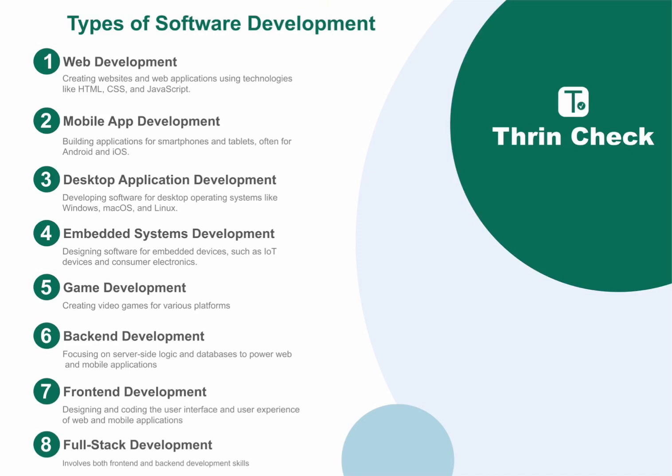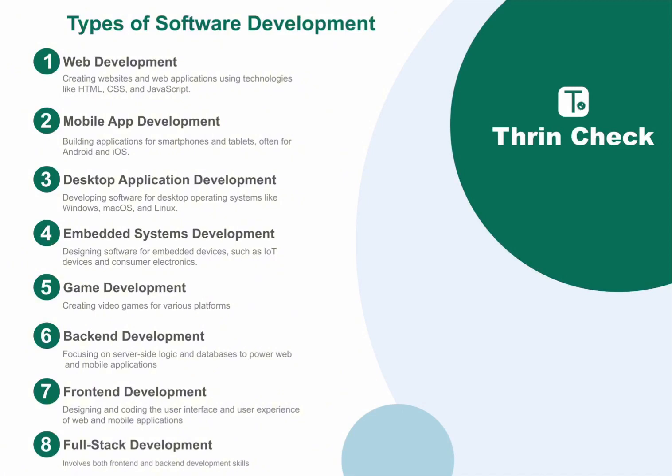Number 3. Desktop application development. Desktop application development refers to the process of creating software applications that are designed to run on a desktop or laptop computer. Developing software for desktop operating systems like Windows, Mac OS, and Linux. These applications are installed locally on a user's device and typically interact with the operating system and other software installed on the computer, unlike web applications that run in a web browser. Desktop applications have a standalone presence on the user's machine.